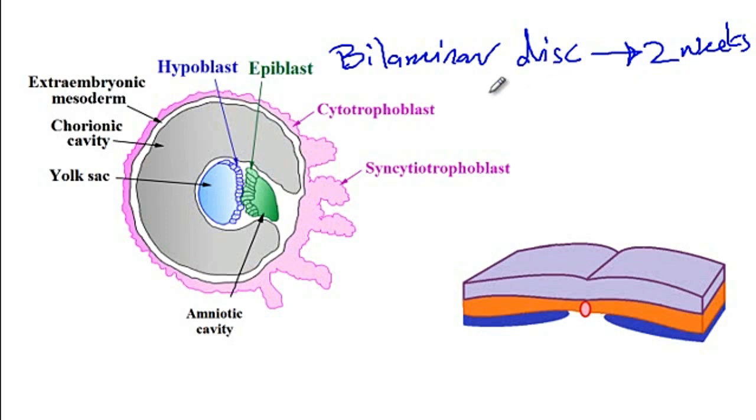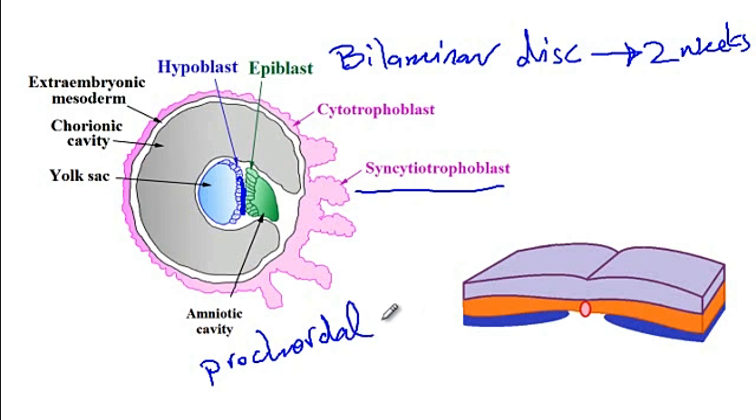So if you recall, at 1 week, the syncytiotrophoblast started to produce HCG and invade the uterus, while at around 2 weeks of gestation, the bilaminar disc is formed. Now at the point where the epiblast and hypoblast meet, this is referred to as the prochordal plate. So here we have the prochordal plate, and this is the site of the future mouth.